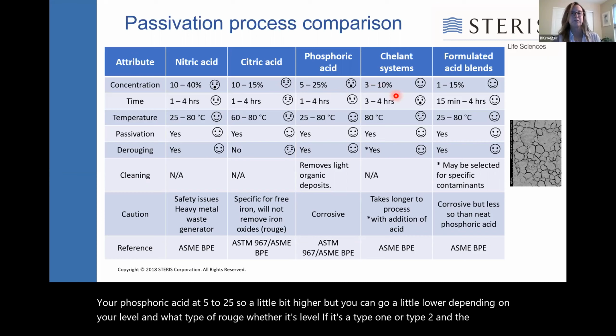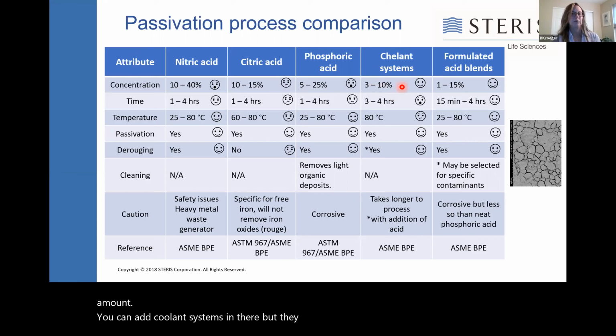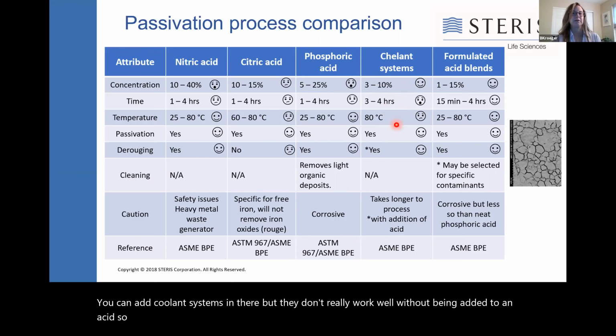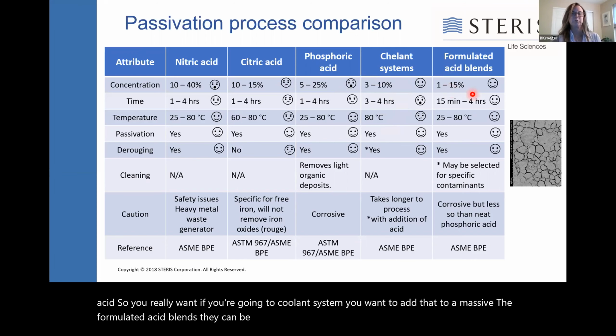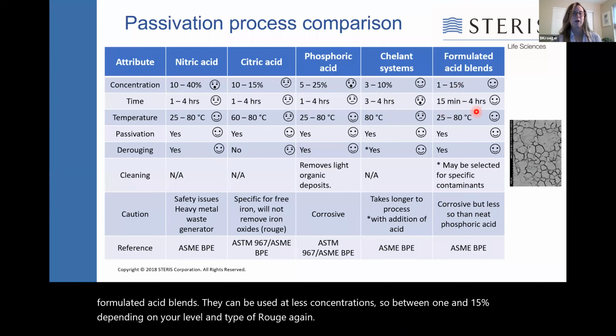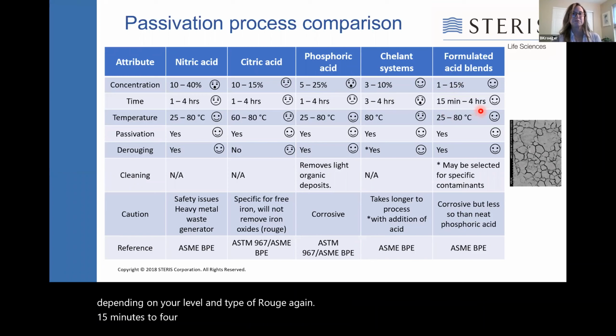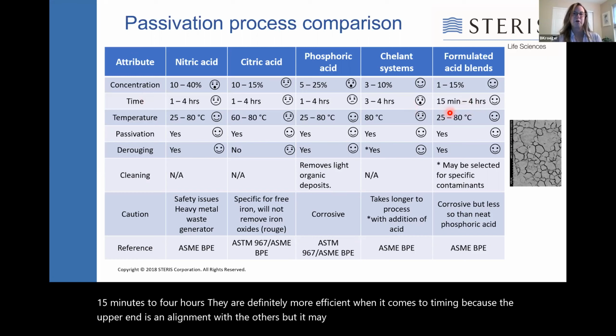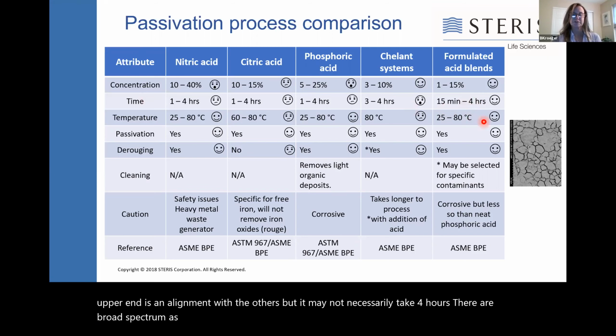You can add chelant systems, but they don't really work well without being added to an acid. So if you're going to add a chelant system, you want to add that to an acid. The formulated acid blends can be used at lower concentrations, between 1 and 15%, depending on your level and type of rouge. Again, 15 minutes to 4 hours. They are definitely more efficient when it comes to timing, because the upper end is in alignment with the others, but it may not necessarily take 4 hours. They have a broad temperature range, and the formulated acid blends will passivate and they will derouge.